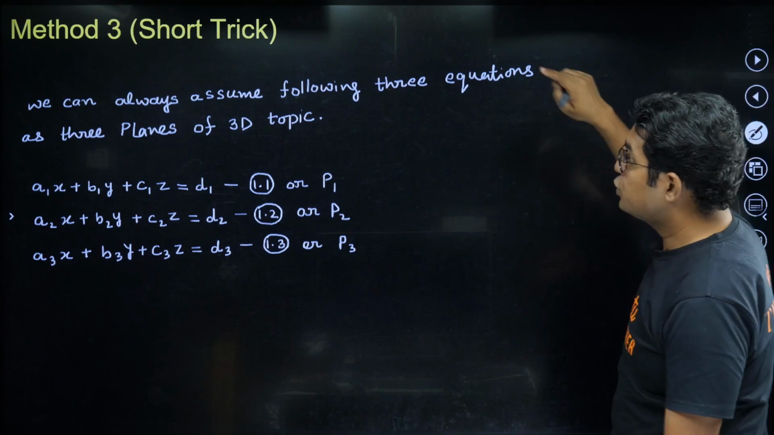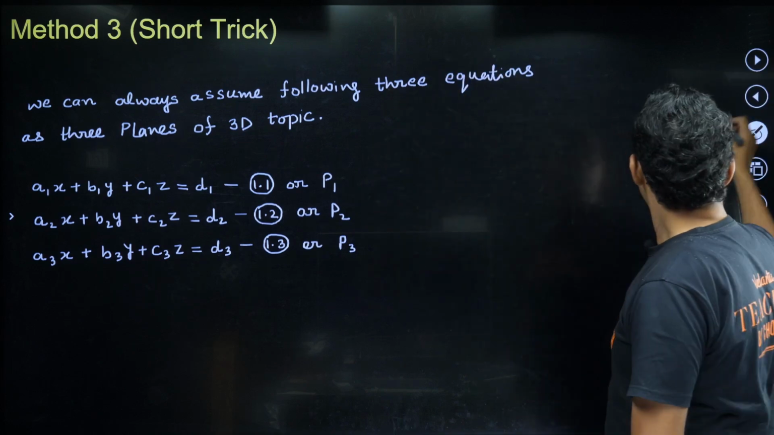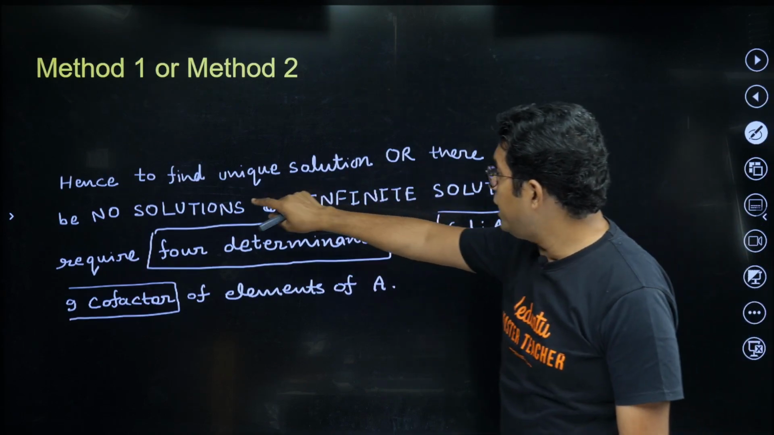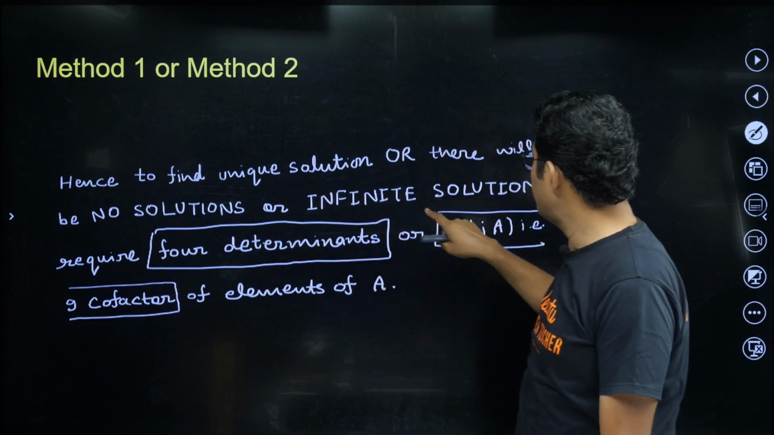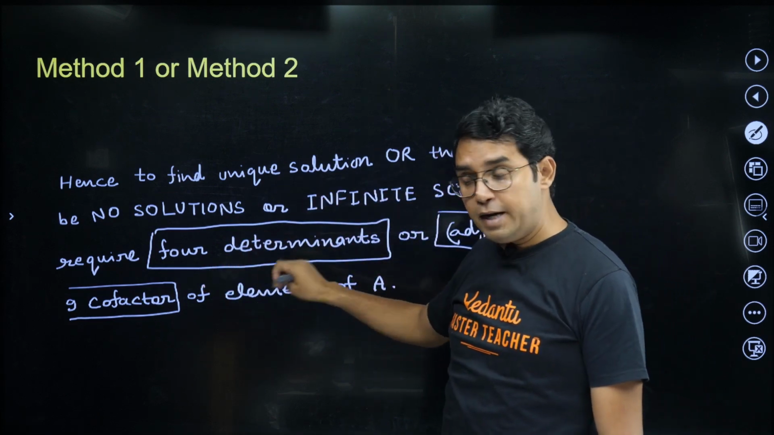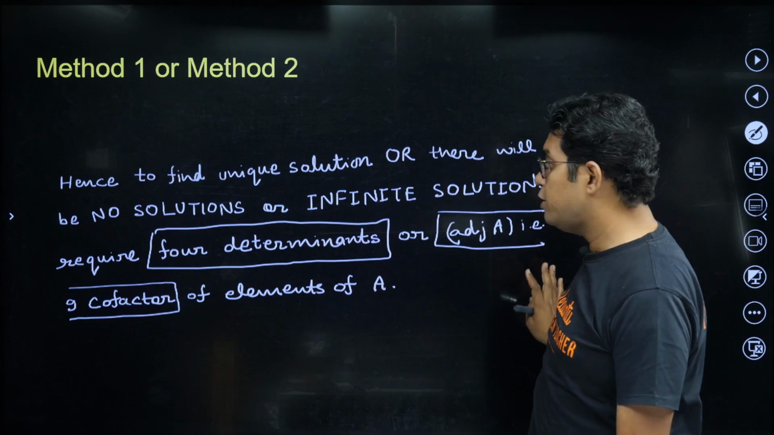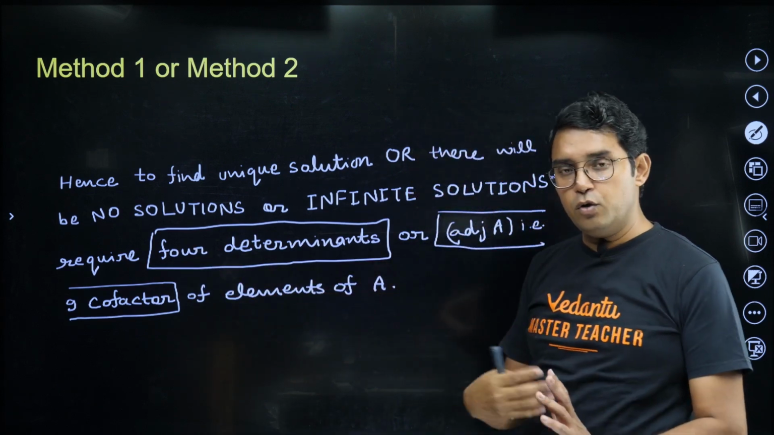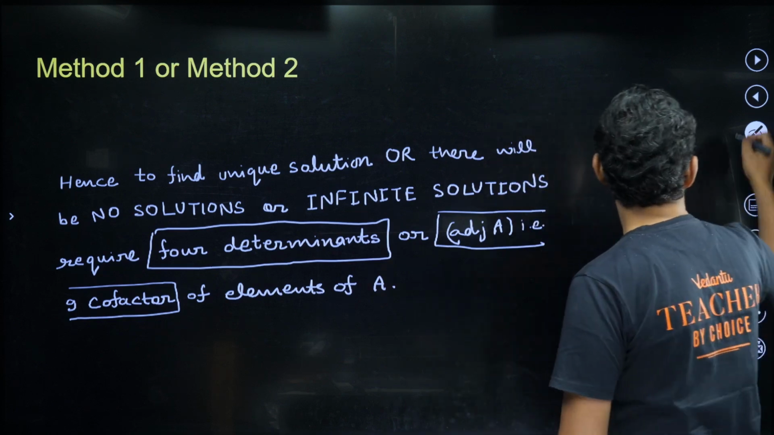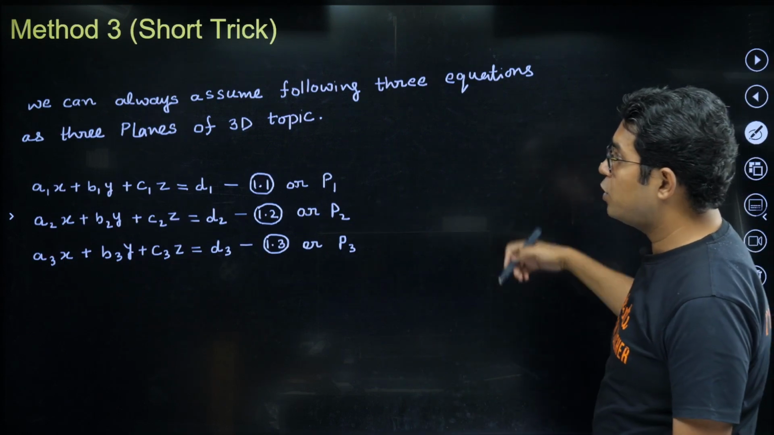That is the shortcut method, a short trick. What I have written here is actually to find unique solutions, no solutions, or infinite solutions. We need four determinants, or the adjoint of A, which requires nine cofactors of the elements of A. So it looks like a lot of calculation. So let us come to my shortcut method.